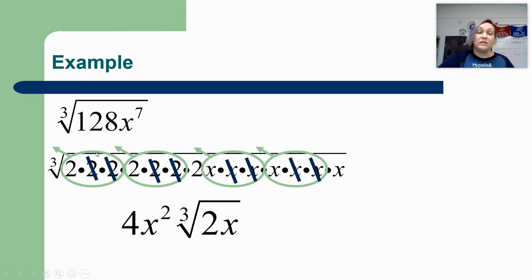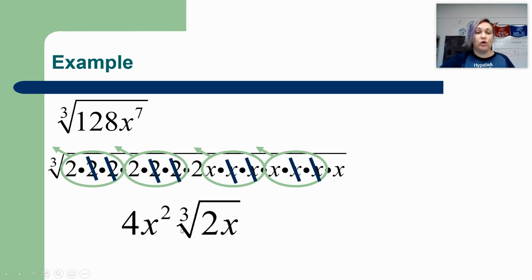And so since two 2's got out, I have a 4 here. 2 times 2 is 4. Same thing here. Since two x's got out, I have an x squared. For 7 divided by 3, it goes in twice with 1 left over. And the 1 left over is the one that's left inside. And then here's that 2.